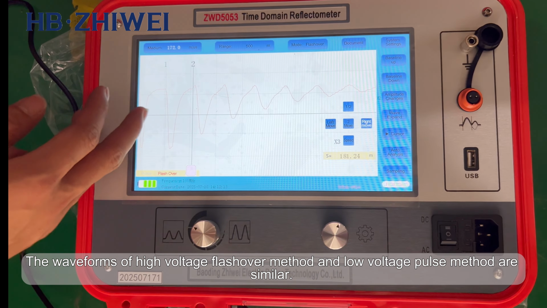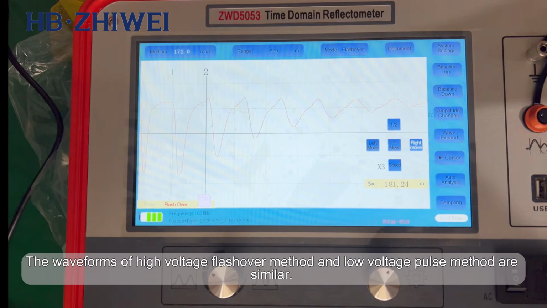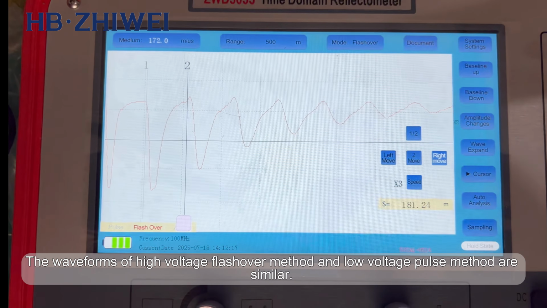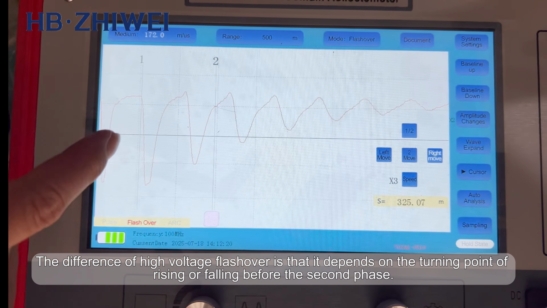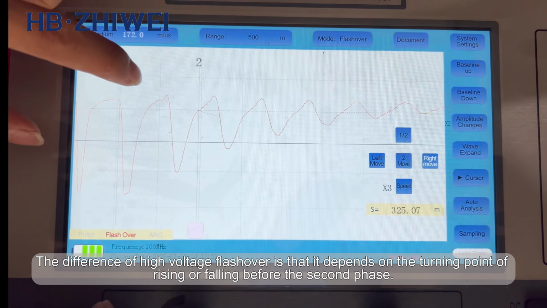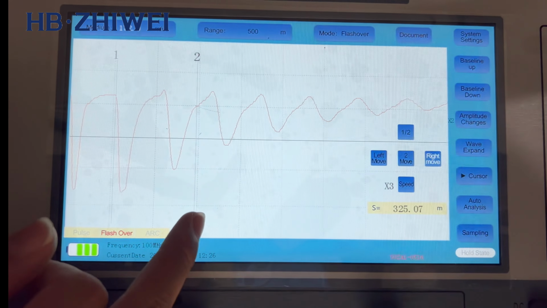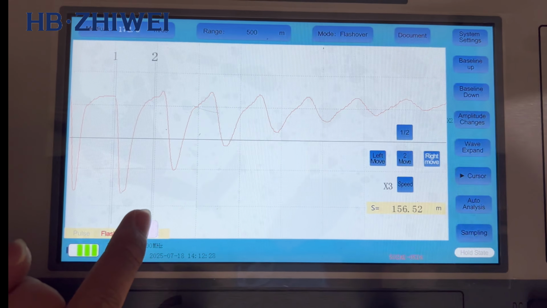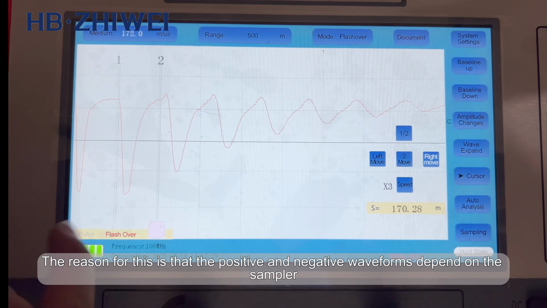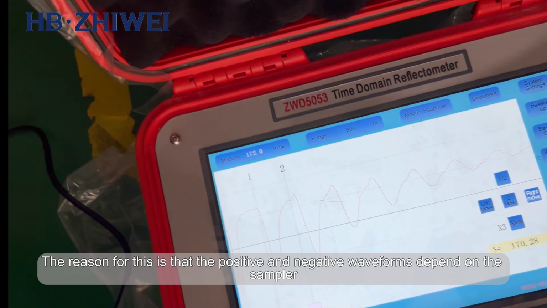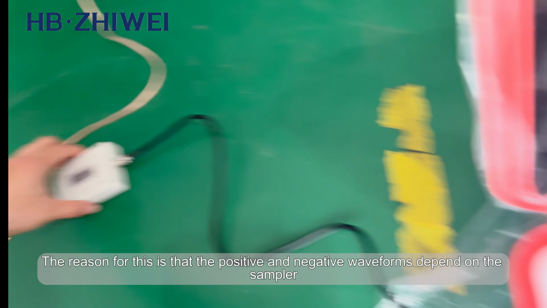The waveforms of the high-voltage flash-over method and the low-voltage pulse method are similar. The difference of high-voltage flashover is that it depends on the turning point of rising or falling before the second phase. The reason for this is that the positive and negative waveforms depend on the sampler.